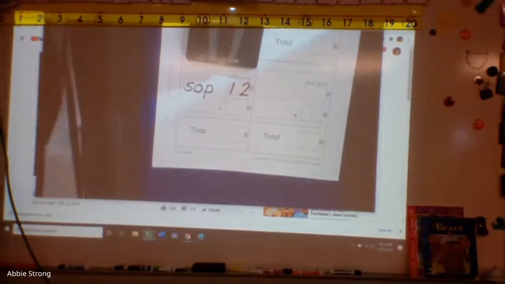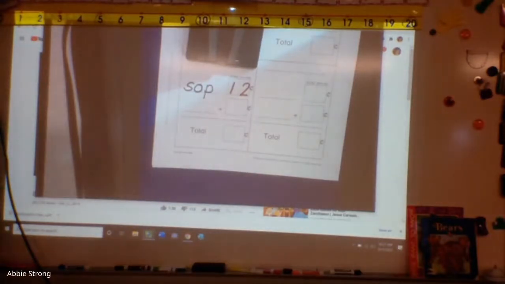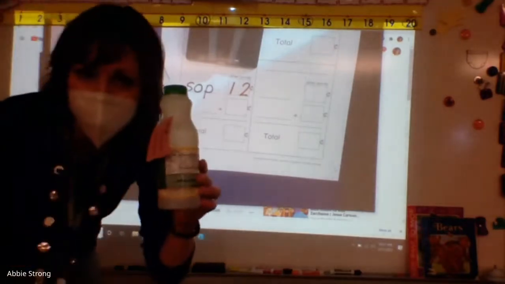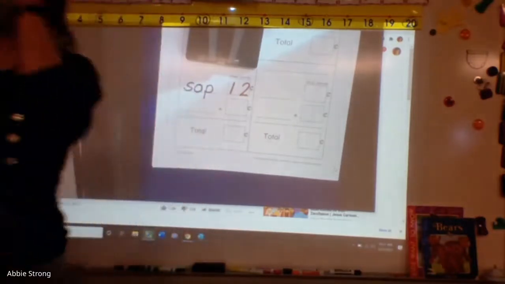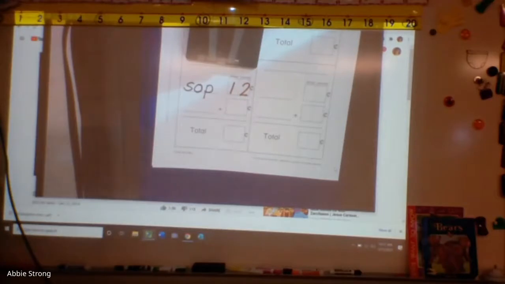I need one more shopper. Alea, go get something for me. All right. What did you pick out? Chocolate milk. Yep, she found the milk. And what's the price of your milk, Alea? 11 cents. 11 cents. Good. So we're going to write the word milk and 11 cents for this next part of our receipt.